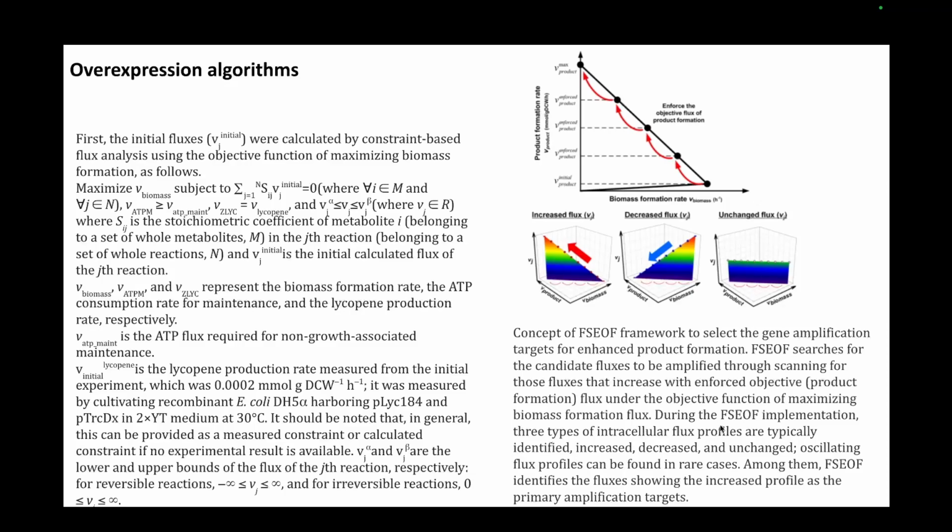Okay. Now, during FSCOF implementation, three types of intracellular flux are typically identified: increased, decreased, and unchanged. Oscillating flux profiles are rare in nature. Among them, FSCOF identifies the fluxes showing the increased profile as the primary amplification target. So what you're trying to do is increase or overexpress a particular product. So you're checking against the objective function: if you increase your objective function, is your flux increasing, decreasing, or unchanged? If it is increasing, then that overexpression is working. Then you can have a good result basically.